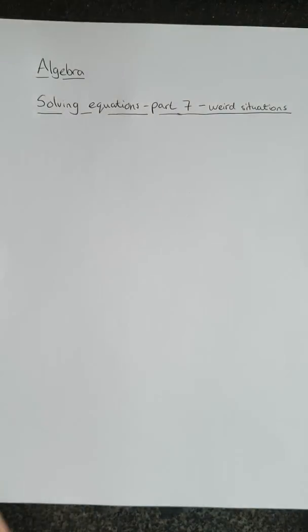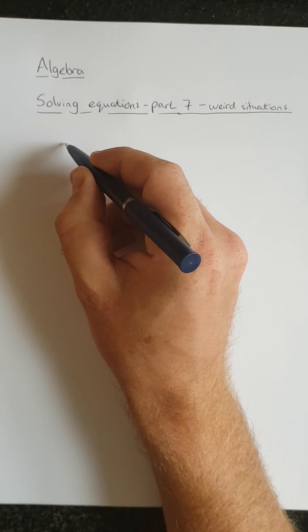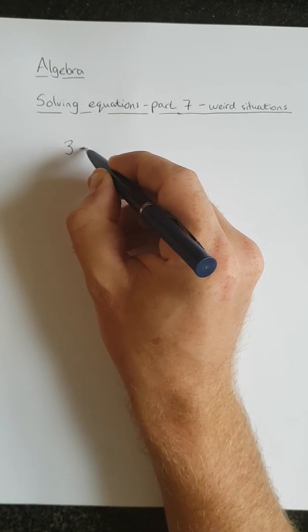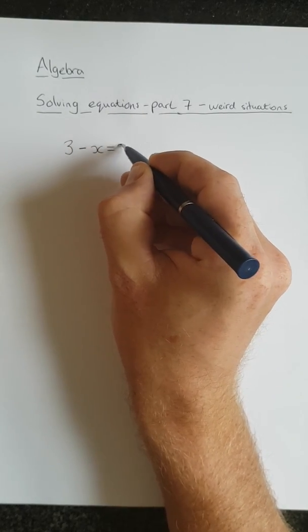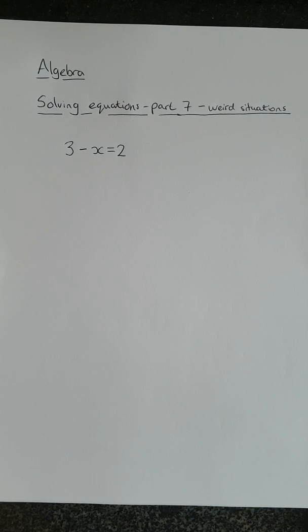Okay, there are some situations that don't fit with the rules of solving equations we've followed so far. And there are lots of different approaches you can use to getting an answer. I'll start with a simple one and build up. Now, if you look at this equation, you should be able to tell me what x is.